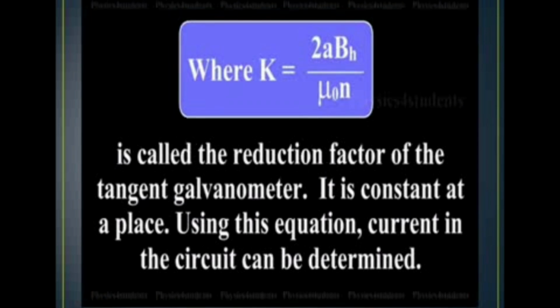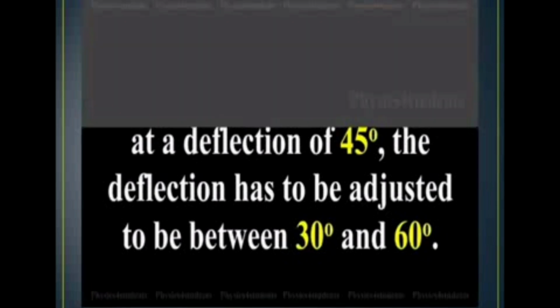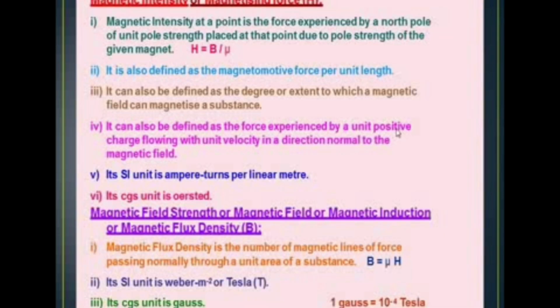Using this equation, the current in the circuit can be determined, because I is the current. We know the formula, so using that we can calculate the current. But the galvanometer is most sensitive when the deflection is 45 degrees. Exactly 45 means it shows the perfect deflection; it is most sensitive at 45 degrees. The deflection has to be adjusted between 30 and 60 degrees. So the deflection of the galvanometer aluminum needle we should always keep from 30 degrees to 60 degrees. So this is the galvanometer. The galvanometer is a very important question.